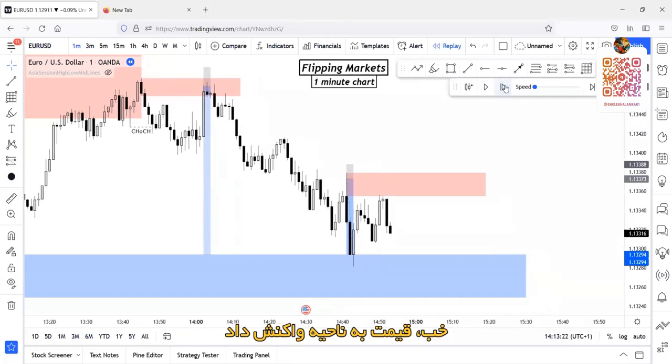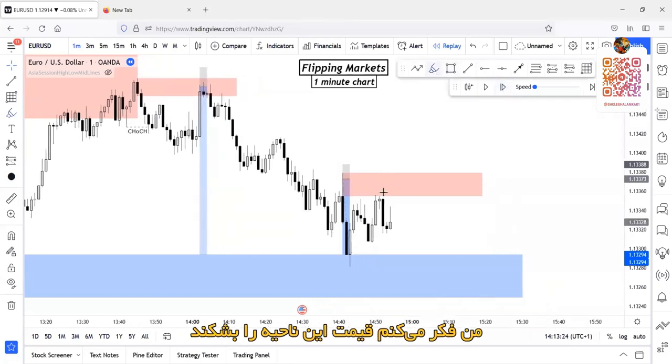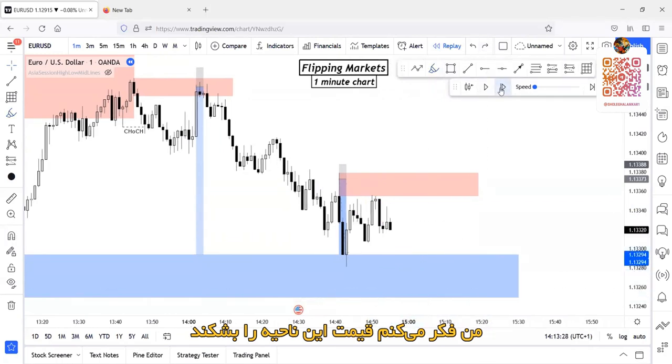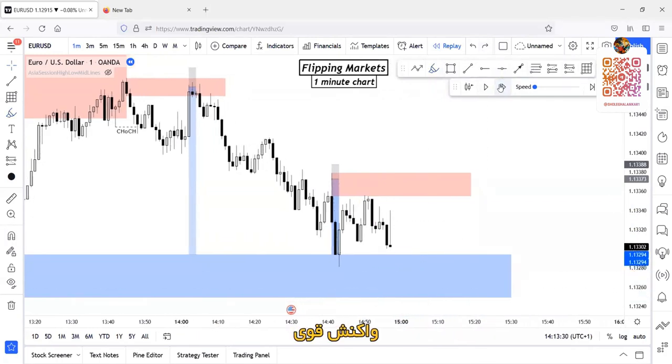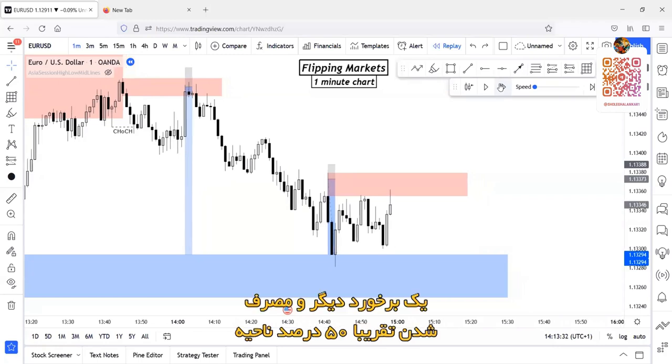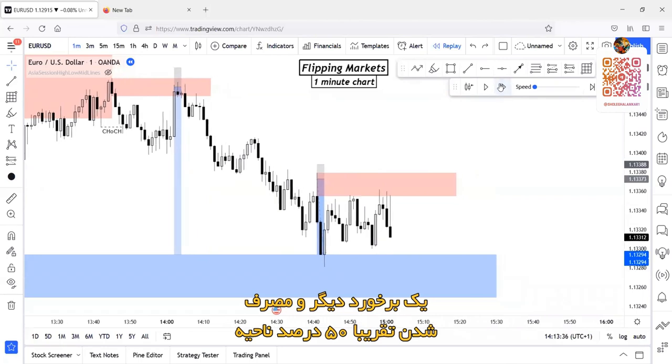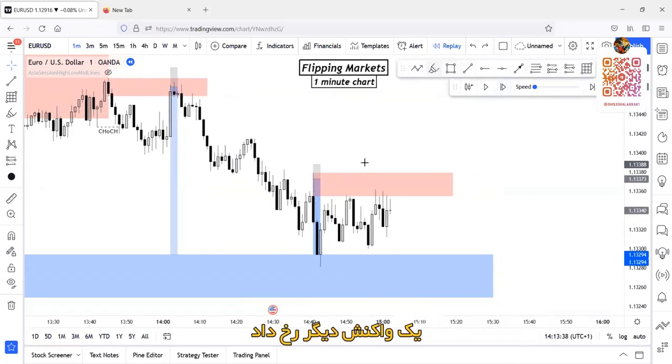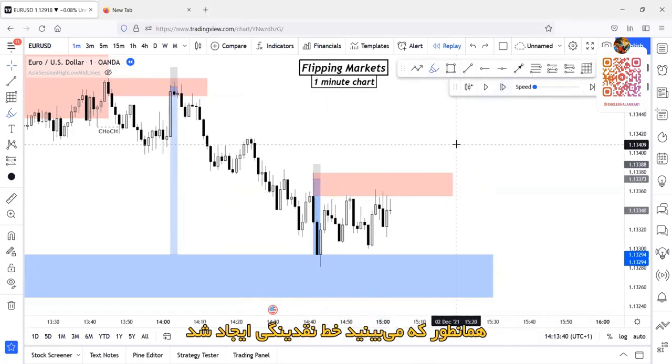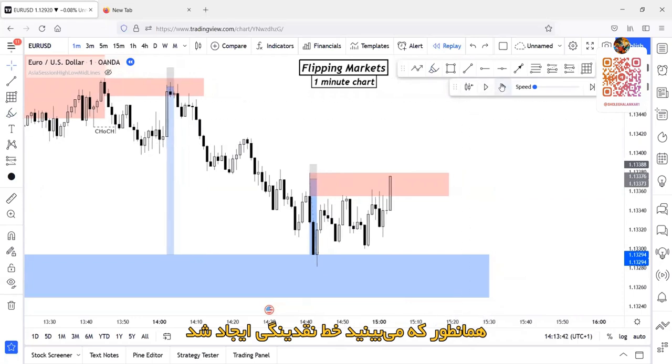Okay, a reaction on that zone. Actually, I believe price will break this zone. Strong reaction, yes. Another tap, mitigation of almost 50%. Another reaction, price built up shitloads of liquidity on this line, as you can see. Okay, full supply mitigation.